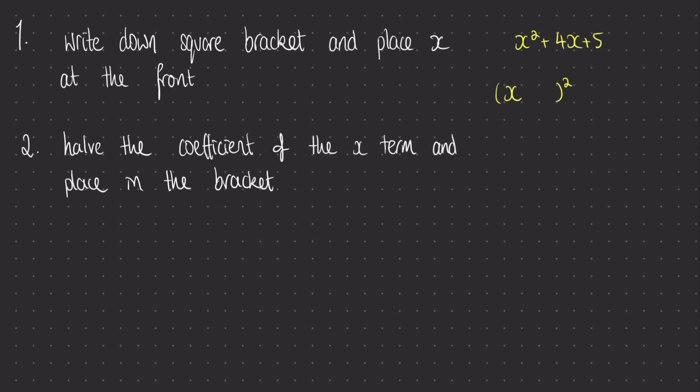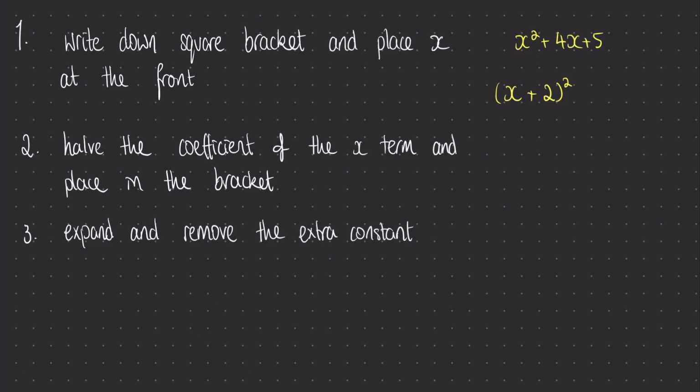The second step then is to halve the coefficient of the x term, place that in the bracket that we've just written down. The coefficient of the x term is 4. I'm going to halve that. That becomes positive 2. So I place that in the bracket with my x.